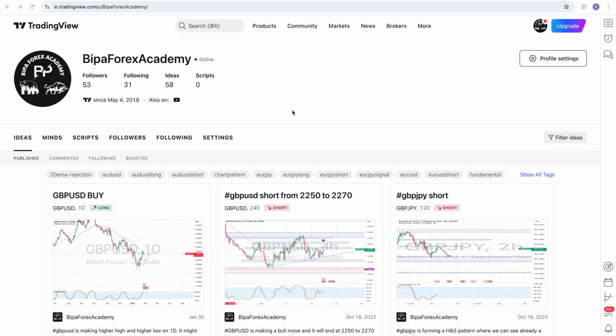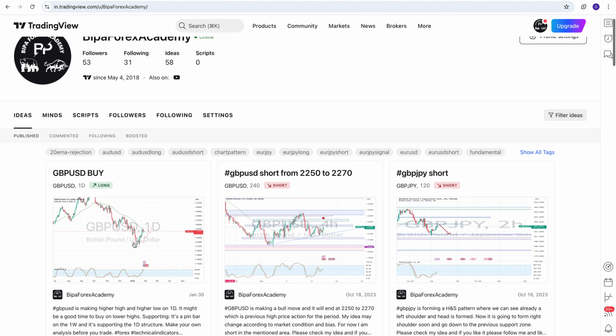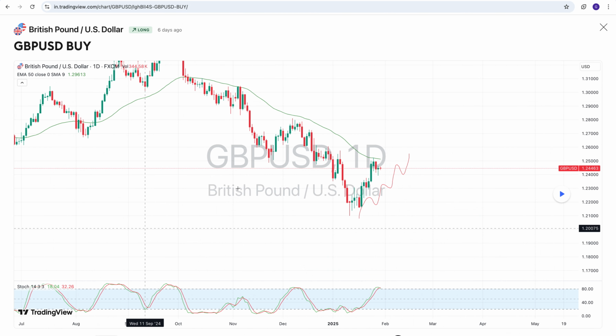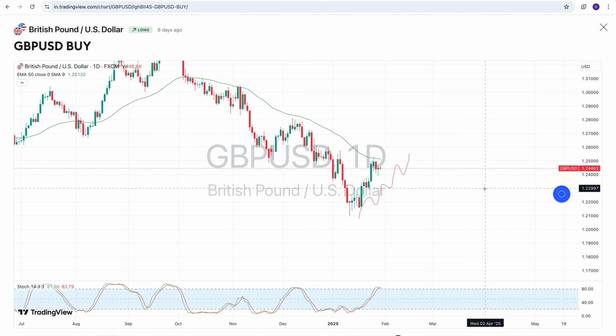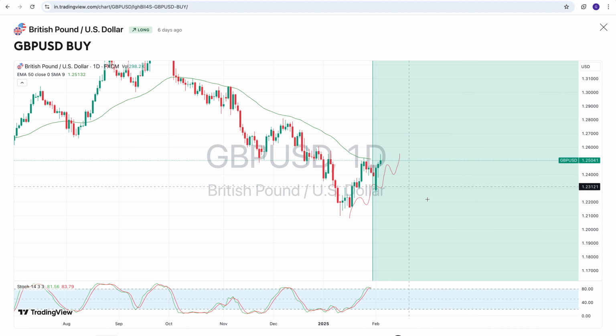So yesterday we did our technical analysis on the GBP USD pair, and let's see how it is going. Let's open our previous chart and check if it has played out well or not. So the chart is loading here. Oh, nice. You guys can see this, right?